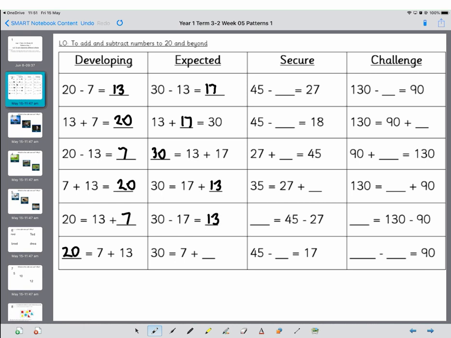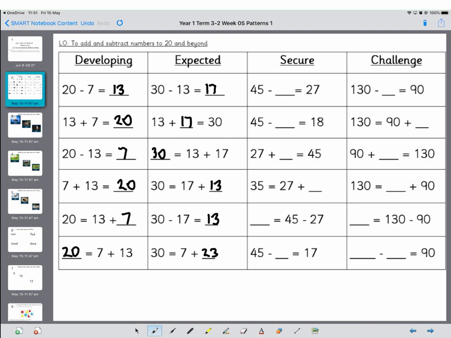Now this is where it gets tricky. It's changed to 7. So you could count back 7 from 30. Well, you might have spotted the fact that the 7 is 10 less than the 17, which means that 13 needs to be 10 more, so it becomes 23.